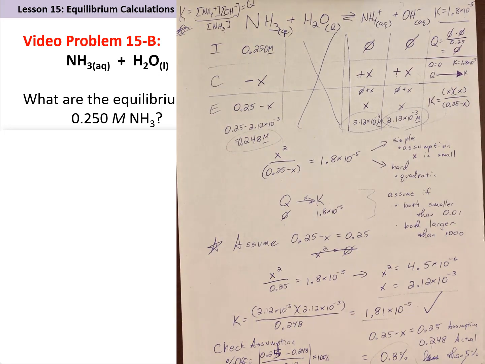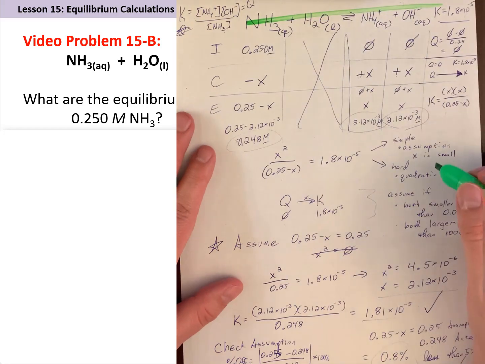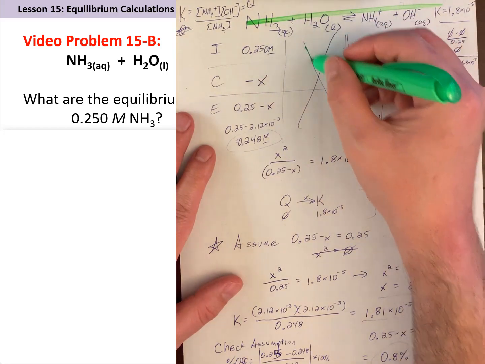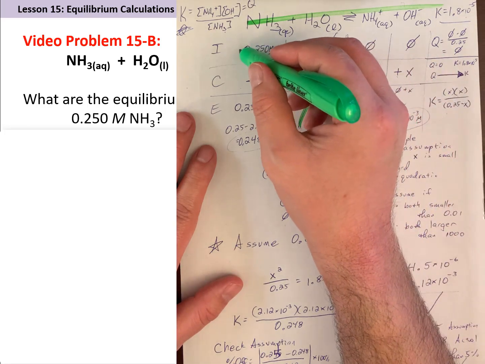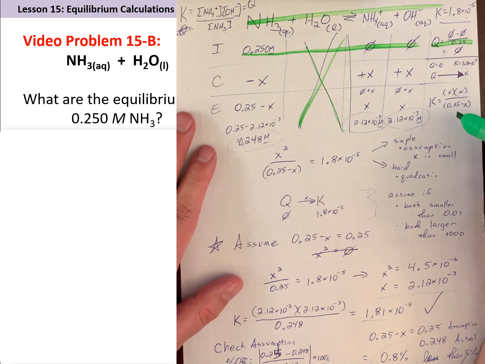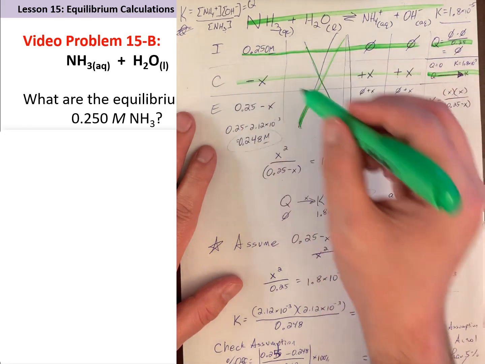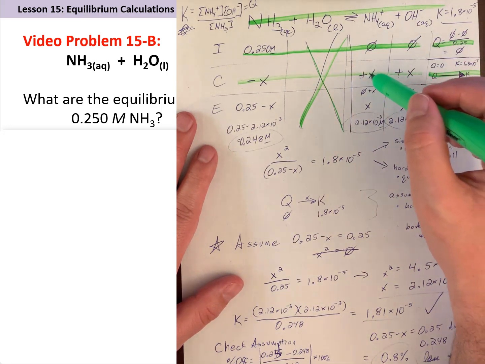Let me go ahead and grab a highlighter. We start with our equation. We make sure to X out anything that's a solid or a liquid. Then we go from initial to put that into Q to find Q, figure out our change. Then we come to our relative changes. So we kind of do a snake.